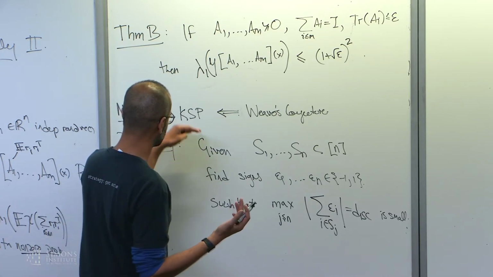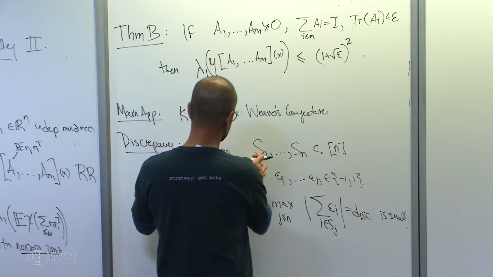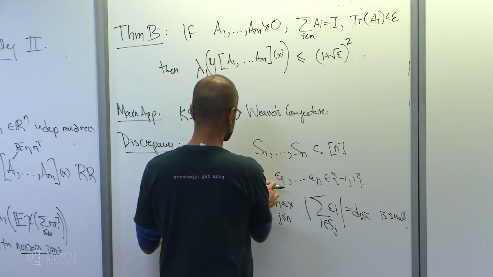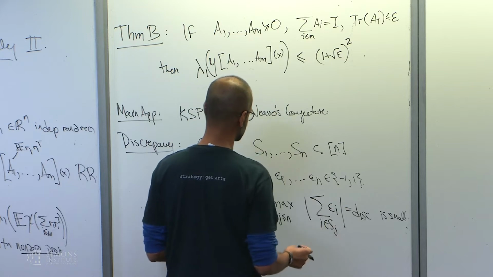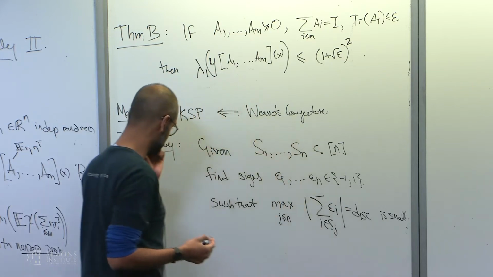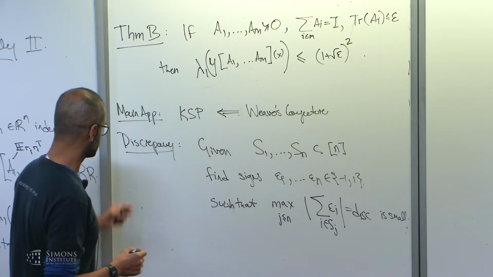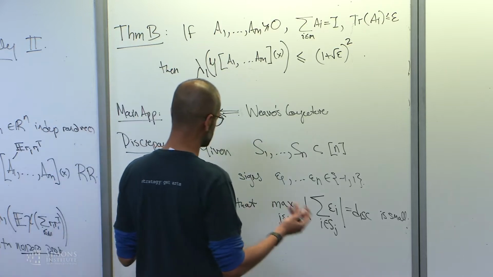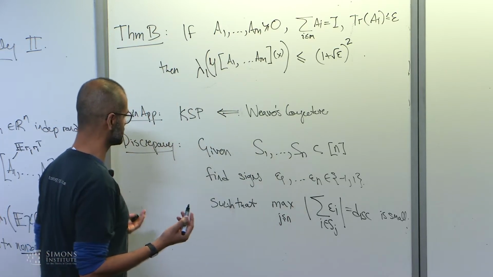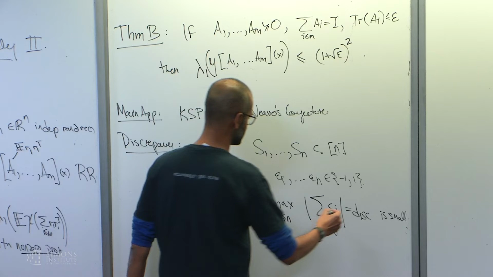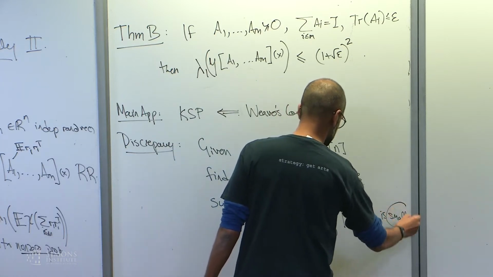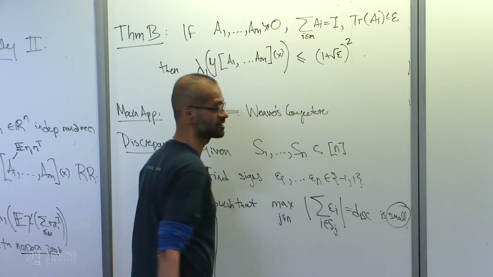So this is a task, right? You give me some subsets. I need to find some signs so that for each subset something happens. You can think of these as test functions. Okay, so one question is, as a function of n, how small should you expect the discrepancy to be, right?